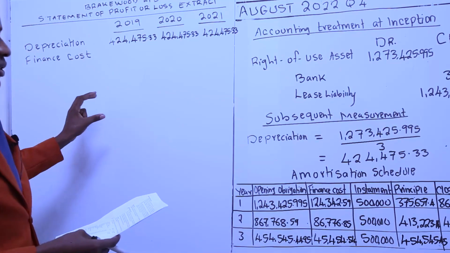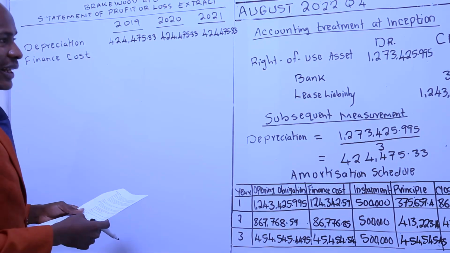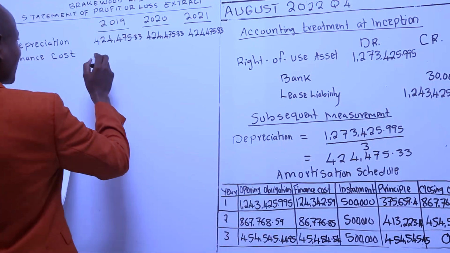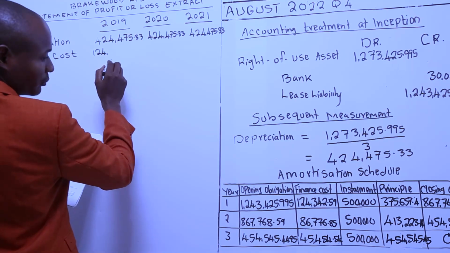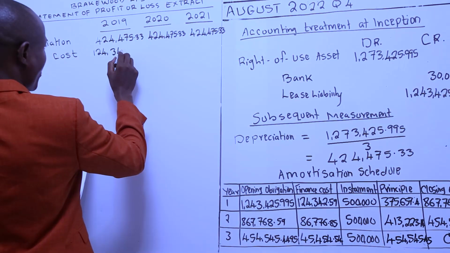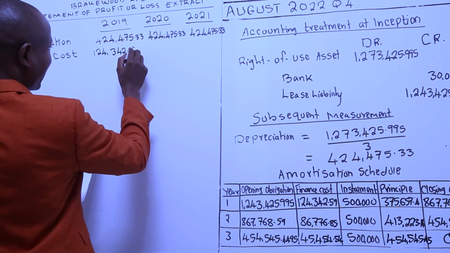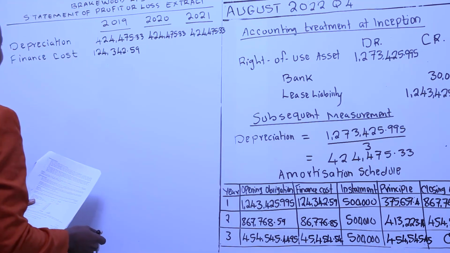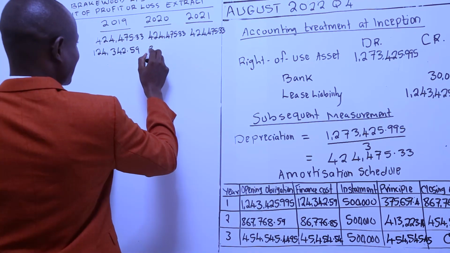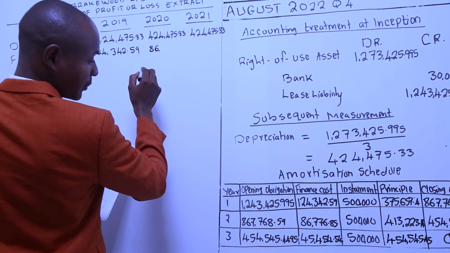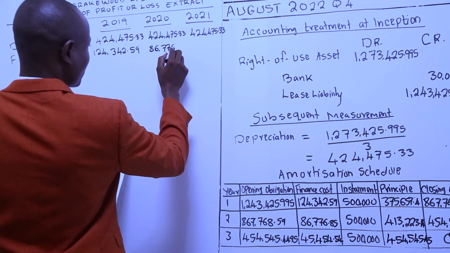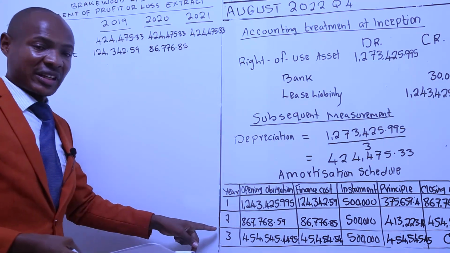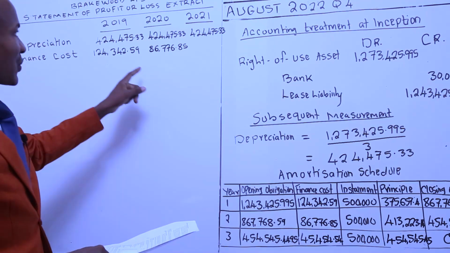That means we'll be debiting depreciation, of course, and we'll be crediting the asset or accumulated depreciation. Finance cost from our amortization schedule is 124,342.59 for the first year. For the second year, which is 2019, that is 776.85. Remember, second year represents 2020, first year represents 2019.